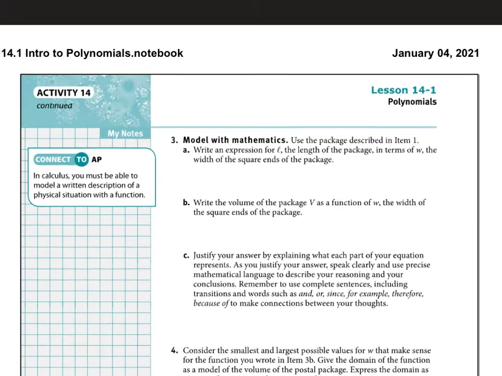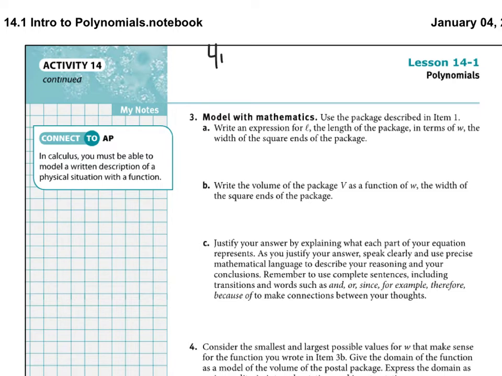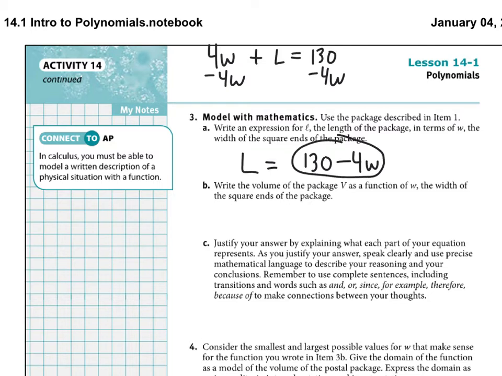All right, so let's keep looking at this. Let's jump up here. We're down to the bottom of the page. Use the package described in item 1. Let's write an expression for length. If we remember, we already did that, but let's put it back together. The condition was that 4 times W, the perimeter, so 4W plus L, needed to equal 130. When we solved that for L, we subtracted 4W from both sides and ended up with L equals 130 minus 4W. So there's the expression for L, and we used that already.